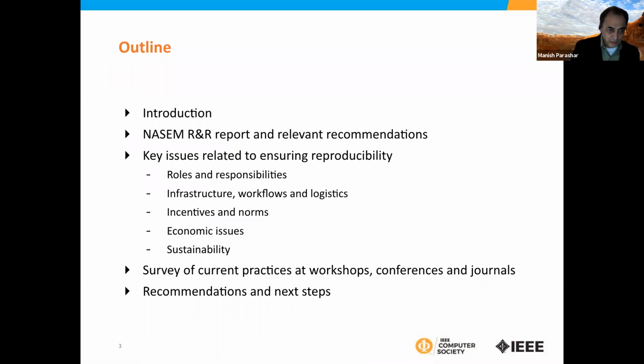I'll start off by giving a short introduction, and then we'll talk a little bit about the driving focus of this work, which was the National Academy's report on reproducibility and replicability and its relevant recommendations. Then we'll talk about the different issues that we felt were related to ensuring reproducibility, especially from a society's perspective. We did a survey to see what is happening currently in IEEE Computer Society, of conference organizers, workshop organizers, and journal EICs, and we'll summarize the results and then have a short set of recommendations and a next step. Next slide.